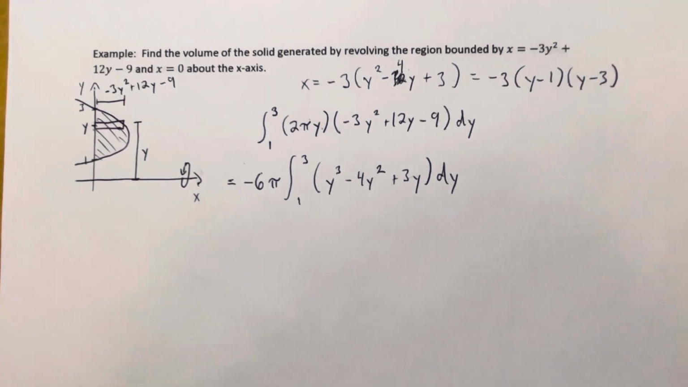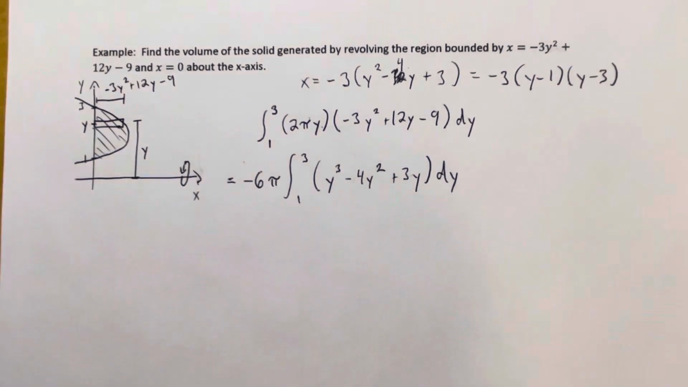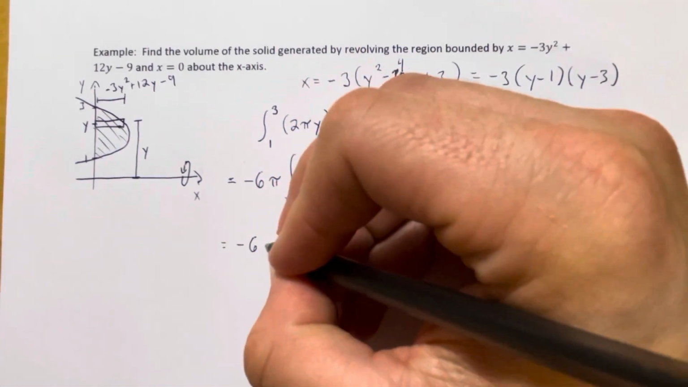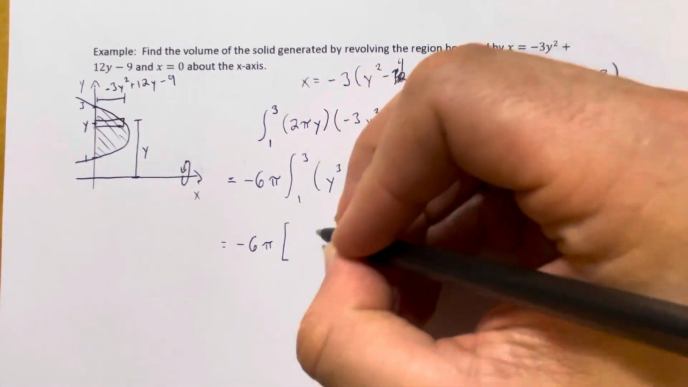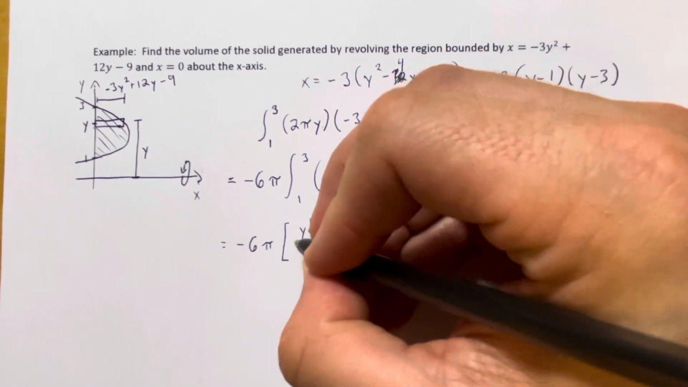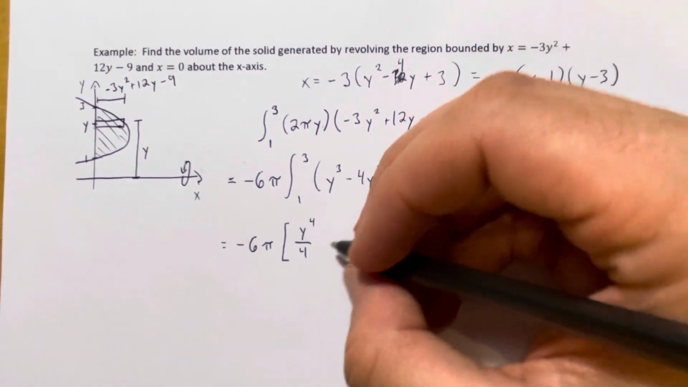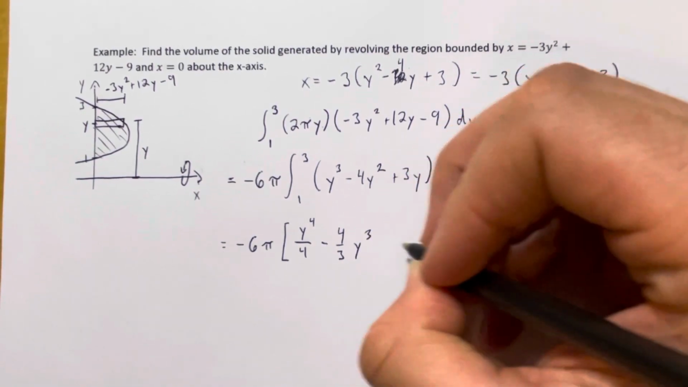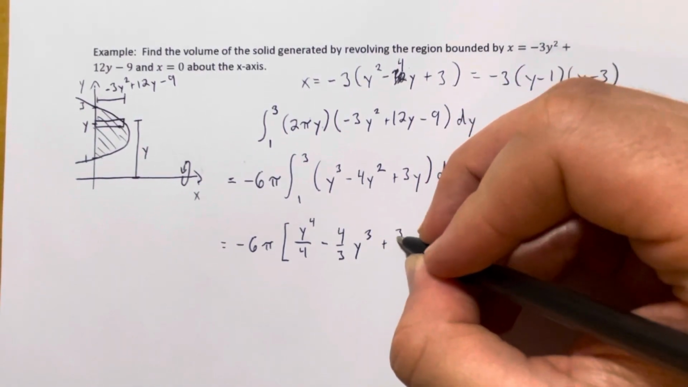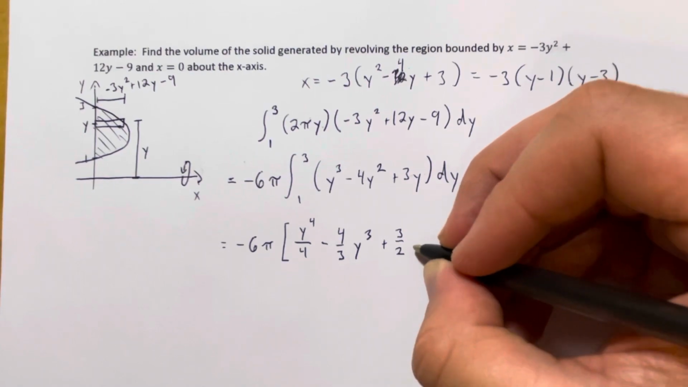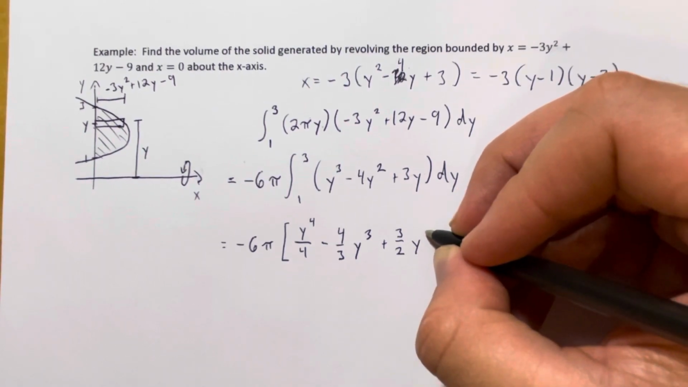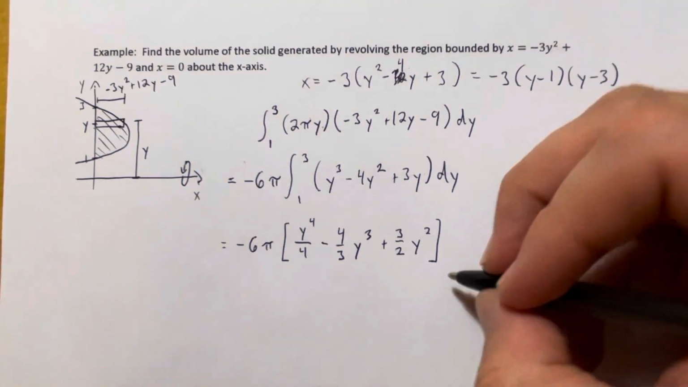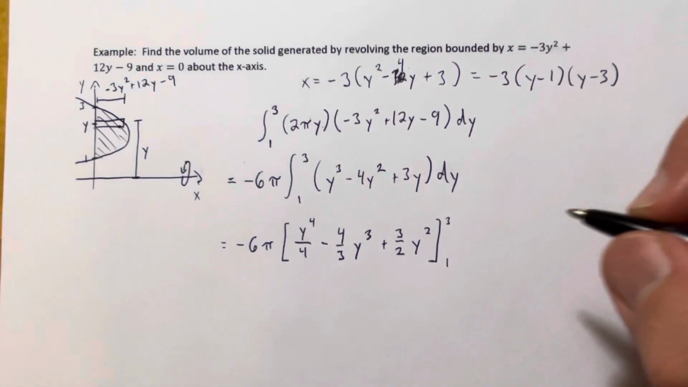And we are integrating a polynomial. Those are the easiest types of things to integrate, so that should be fairly straightforward. We're looking at this. Negative 6 pi times y to the 4th over 4, that's the first term, minus 4/3 y cubed plus 3 halves y squared. And we're going from 1 to 3.